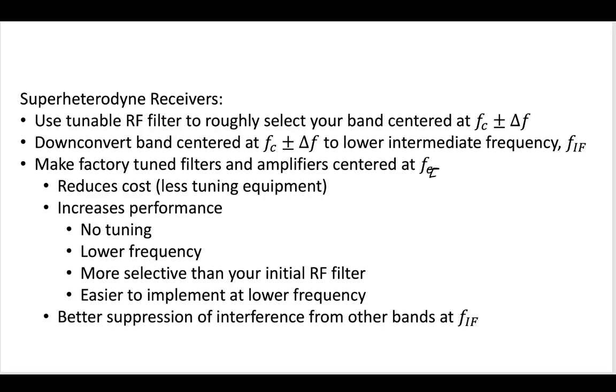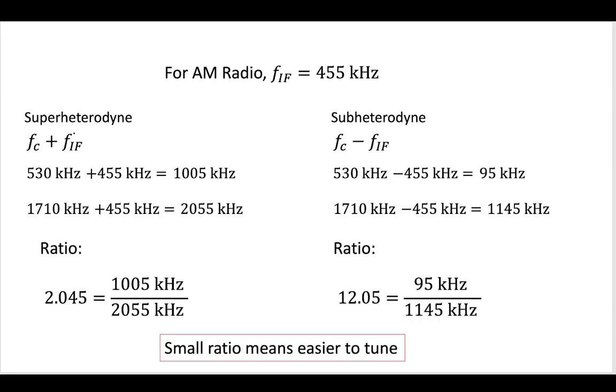So in the previous video, we saw that this superheterodyne process results in better performance because you're using filters at lower frequency. So let's take a look at what this means in practice by looking at some numbers. Let's say that you have an AM radio and you have an intermediate frequency. The intermediate frequency is 455 kilohertz. You have some factory tuning that tunes at 455 kilohertz.